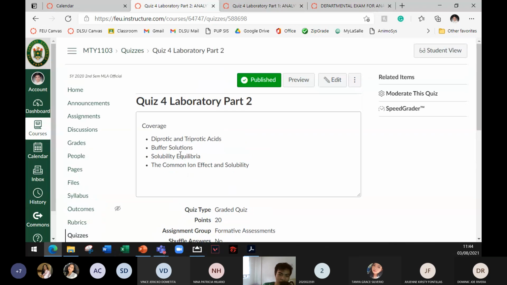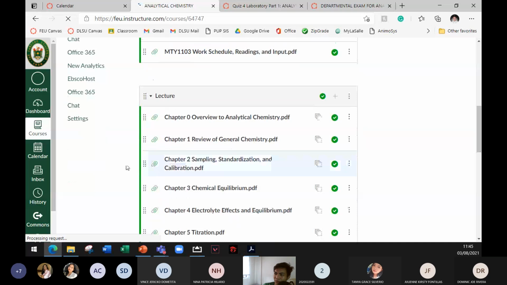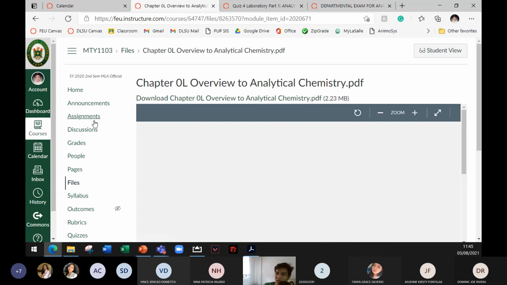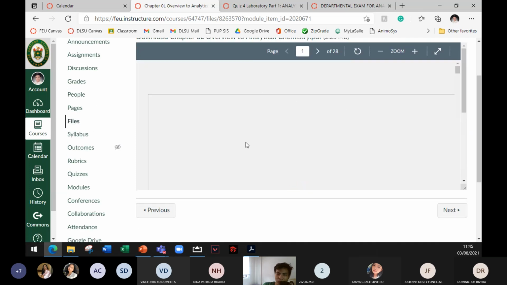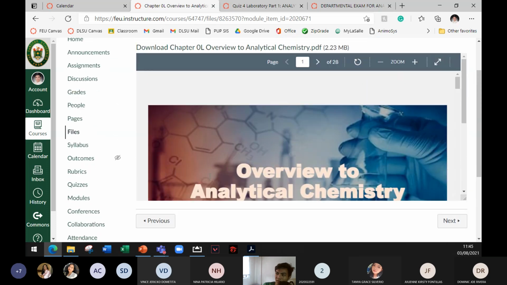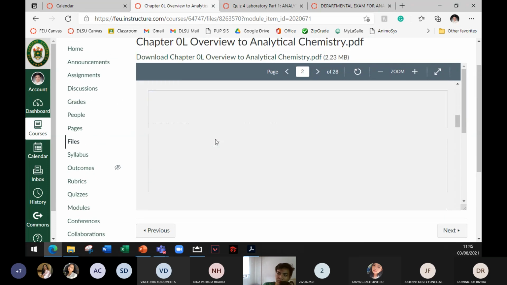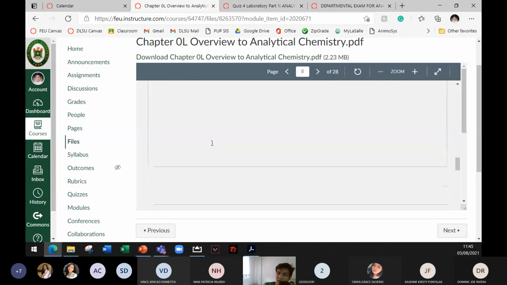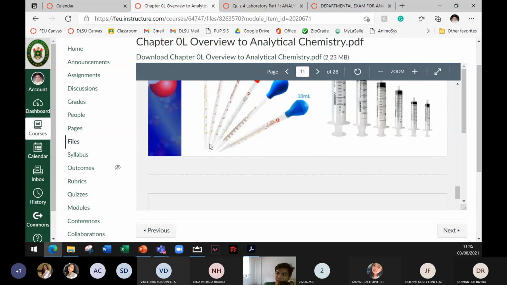So ano pala yung coverage ng midterm exam? Okay, the coverage of the midterm exam for the laboratory: chapter 1 to 4 and including yung chapter 0 natin, yung orientation. Ano ba yung diniscuss natin dito? Ang diniscuss natin dito ay yung tools of trade, no? Ano yung mga tools na ginagamit sa Anachem. Ayan, terms lang naman yung nandito. Puro terms lang, kaya reviewin nyo na lang din.